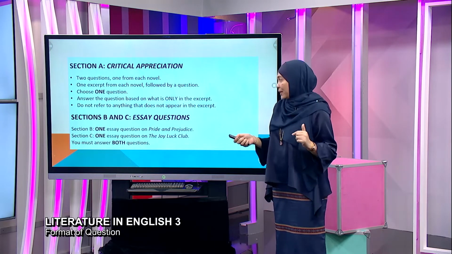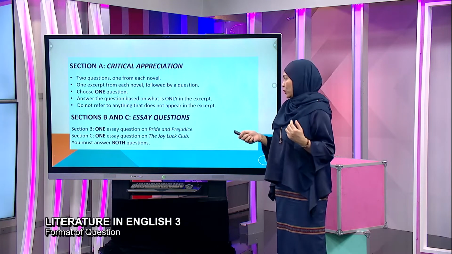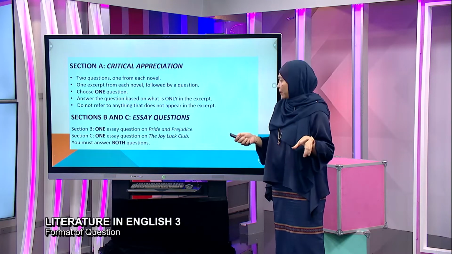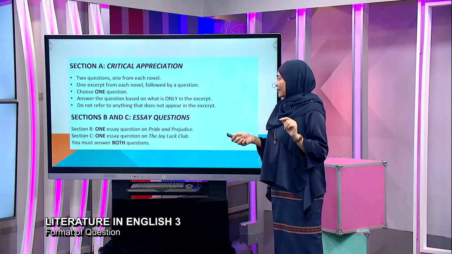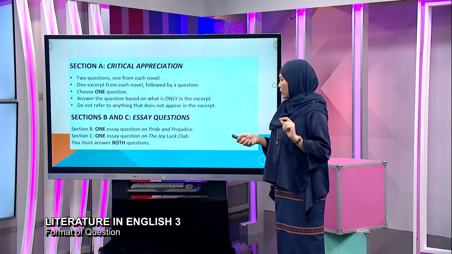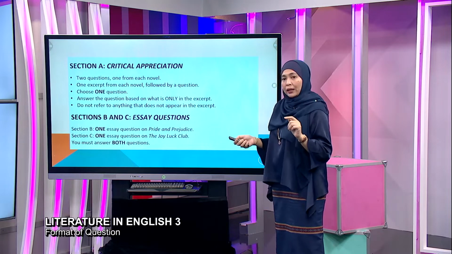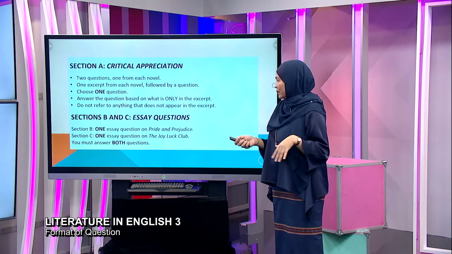For sections B and C, which are the essay questions, section B will be 1 essay question on Pride and Prejudice, and section C, 1 essay question on The Joy Luck Club, and they have to answer both questions.